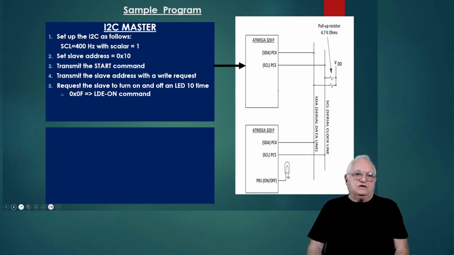For the on command, it's going to be 0F hex. The off command is going to be F0 hex. And finally, it's going to send a stop command. Now, what is the slave going to do?